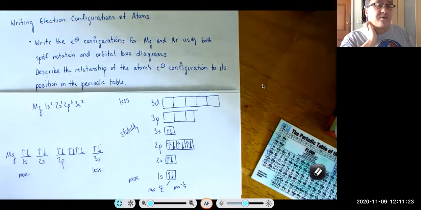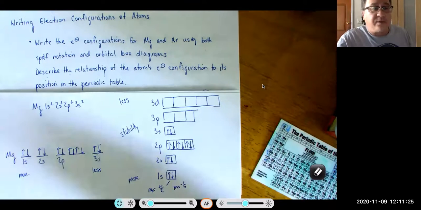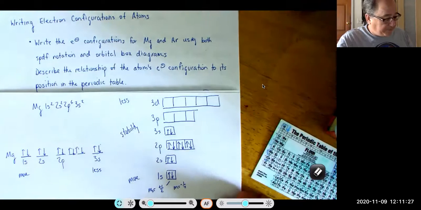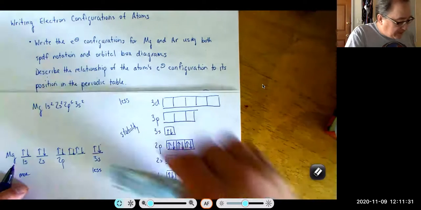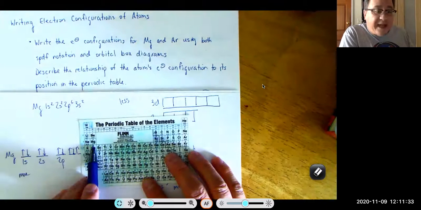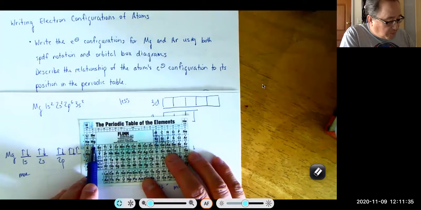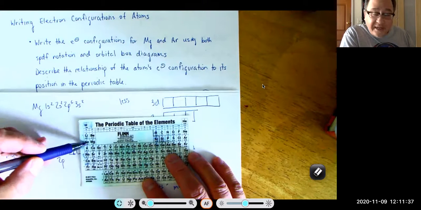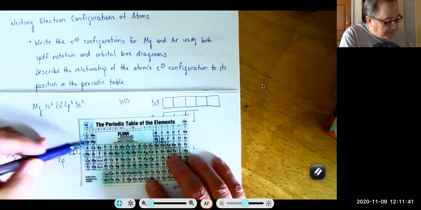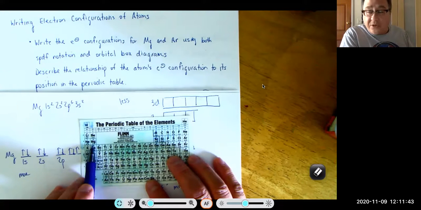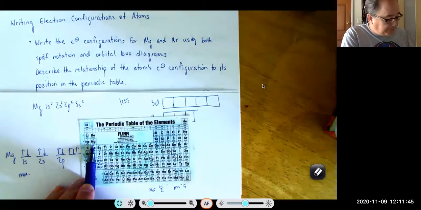Now it says, describe the relationship of the atom's electron to its position in the periodic table. If you look at where magnesium is in the periodic table, right here, it is at the end of subshell 1s, 2s, 3s, the end of subshell 3s. And because it's at the end of 3s, it should have 2 electrons in it, which means it's full.